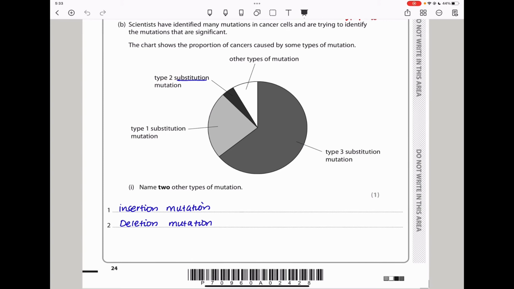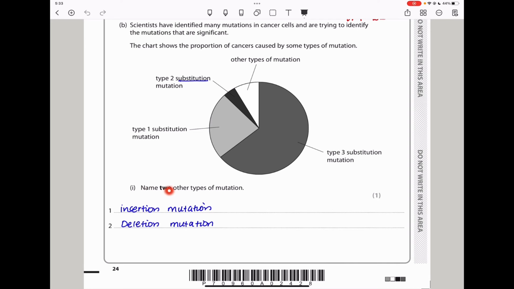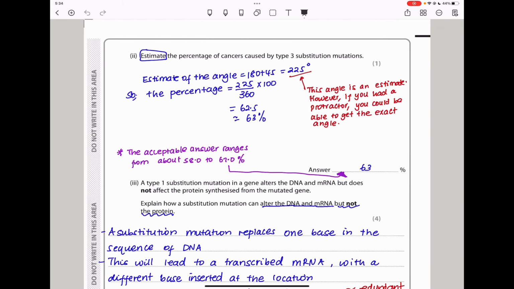So let's go down here. They say name 2 other types of mutations. Remember, this is substitution, and substitution. It means the other 2 I could write are insertion mutation or a deletion mutation. So this could be okay. Moving on. Here they say estimate the percentage of cancers caused by type 3 substitution mutations. So here, this is an estimate.